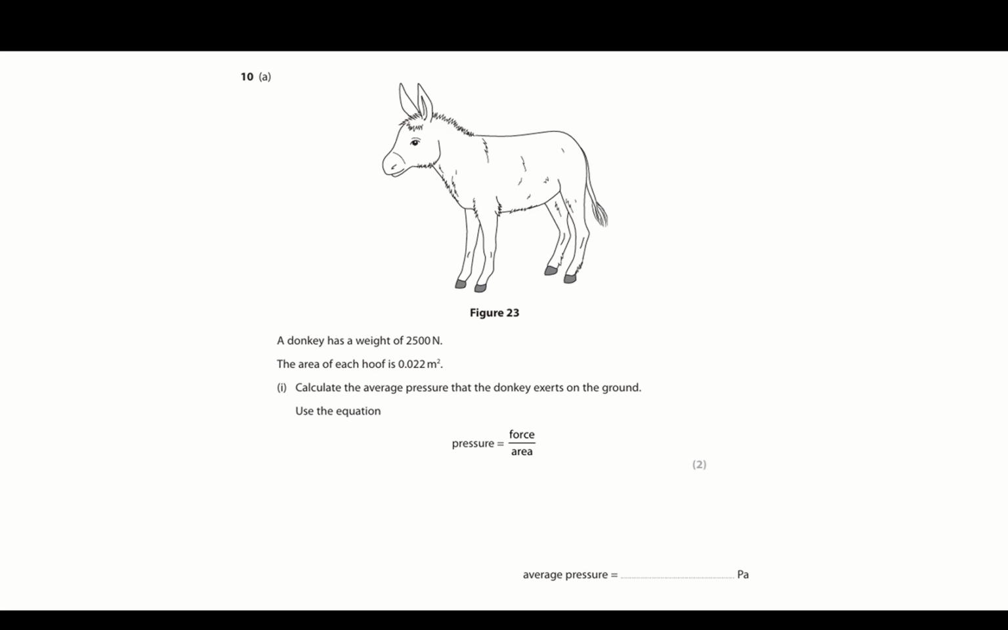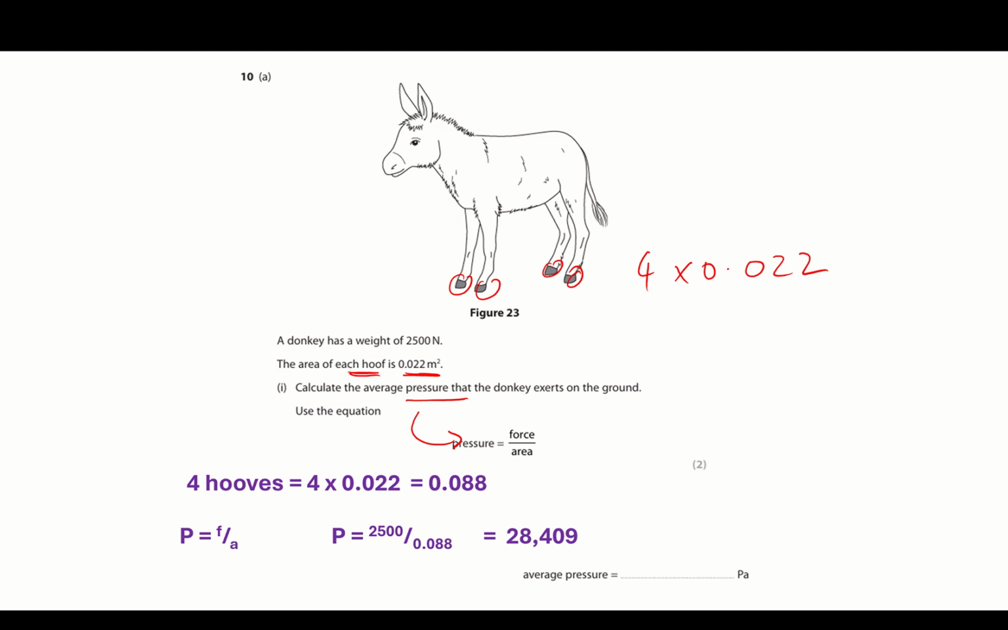And our last question, question 10. We've got a donkey with a weight of 2,500 newtons. The area of each hoof, and they're being careful to say, is 0.022. I'm going to count. There's definitely 4 hooves, so I'm going to need 4 lots of 0.022. It says calculate the average pressure, and I just need to use that. So 4 hooves is 0.088 area, and then P equals F over A.